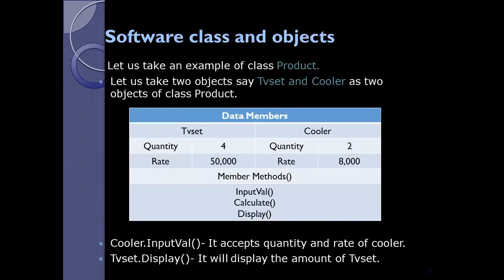Let us take one more example. Here I have taken an example of class product, and TV set and cooler are the two objects of the class product. TV set and cooler have different data members, that is quantity and rate, but their member methods remain the same: input value, calculate, display. Input value here means to take the input of the quantity and rate. Calculate here means to calculate the final amount.